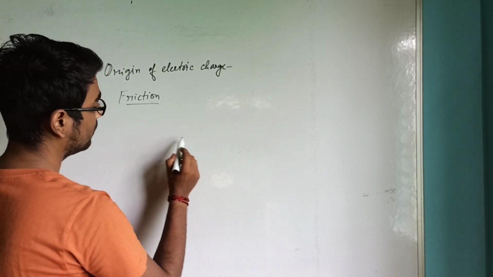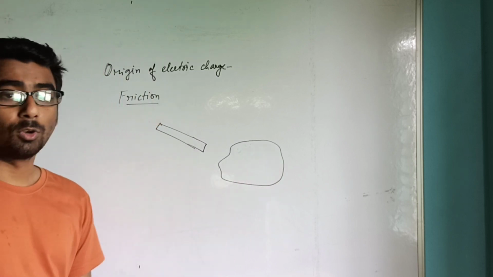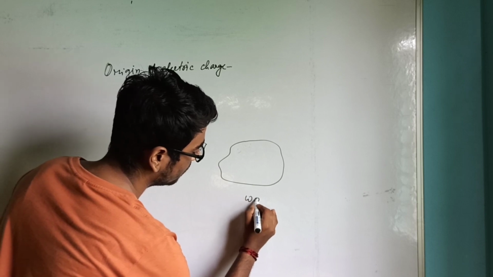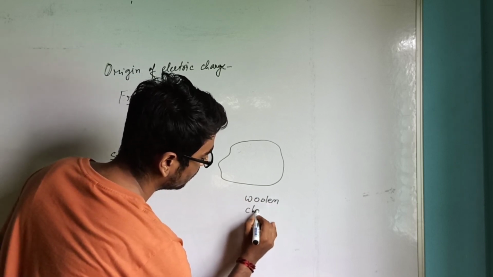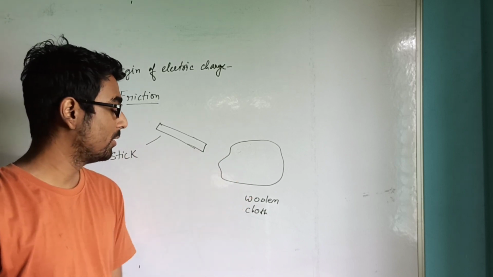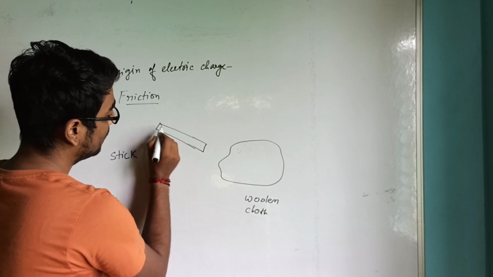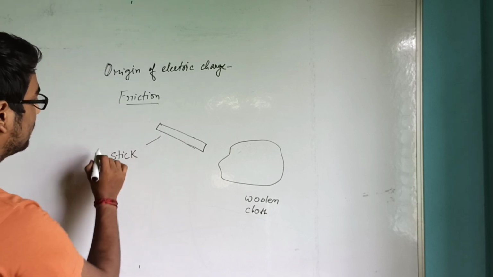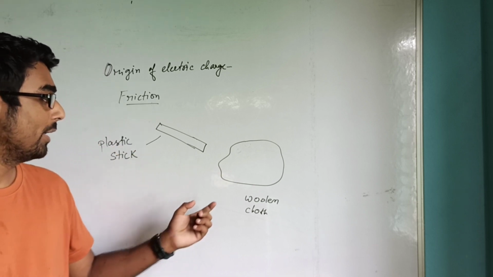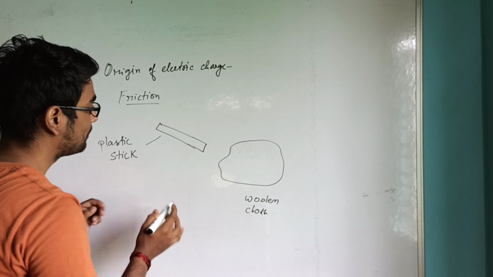Suppose we have taken a plastic stick and a woolen cloth. When we rub both the objects together, here we will see a phenomenon. The plastic stick is made up of a number of atoms. Similarly, the woolen cloth is also made up of a number of atoms of a different element maybe.